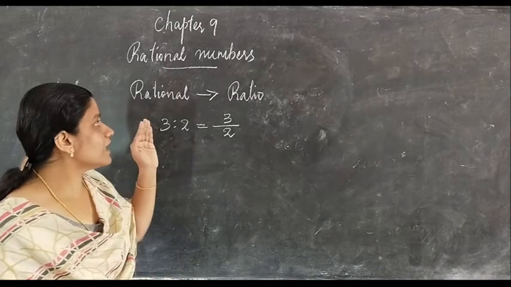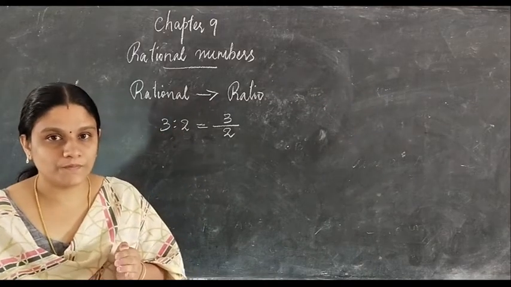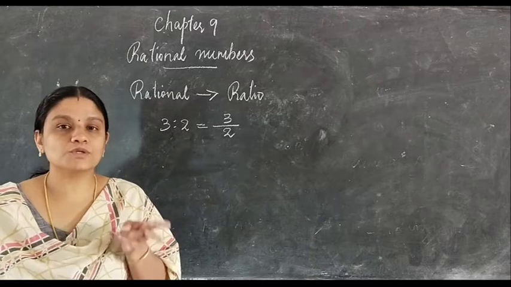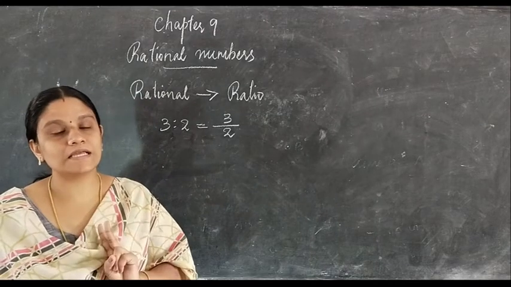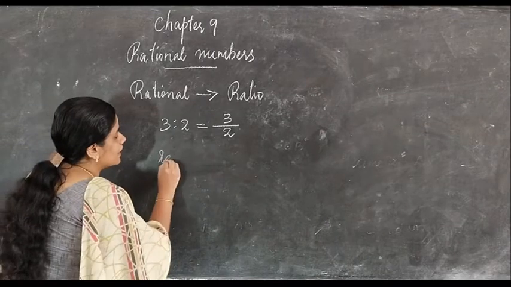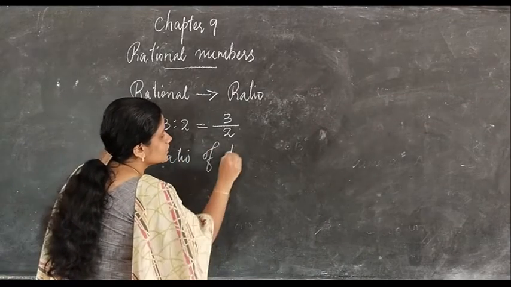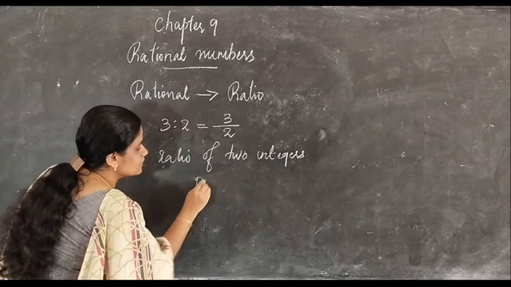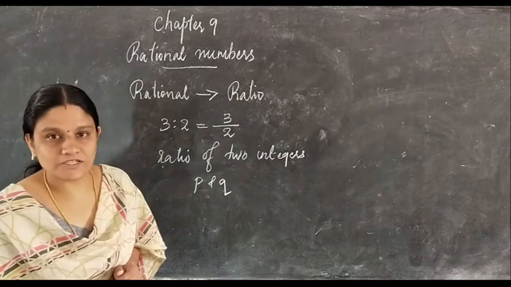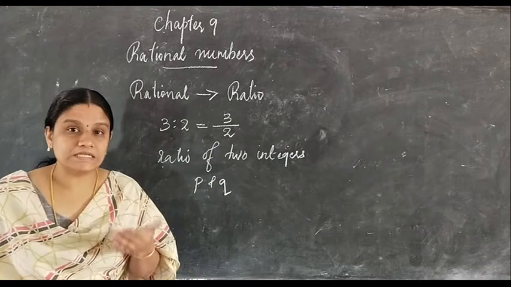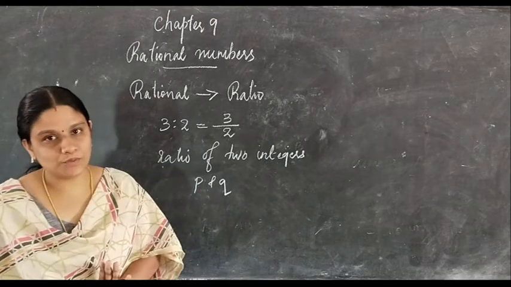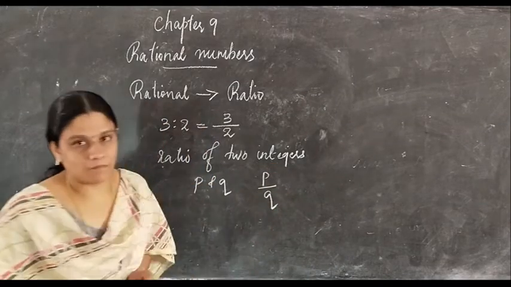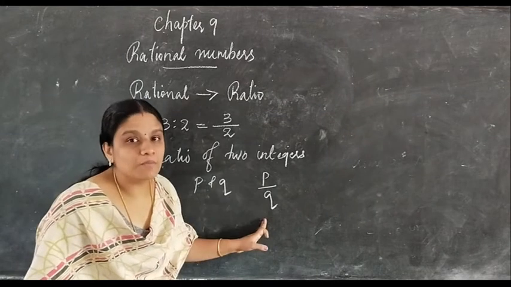Now, as rational arises from the word ratio, rational numbers are the ratio of two integers. What is that? Rational numbers are the ratio of two integers. Let the integers be P and Q. It is the ratio of two integers P and Q, and we know that we can write it in P by Q form.